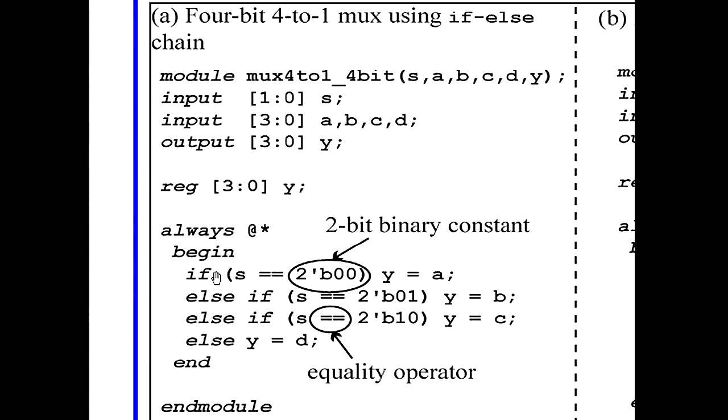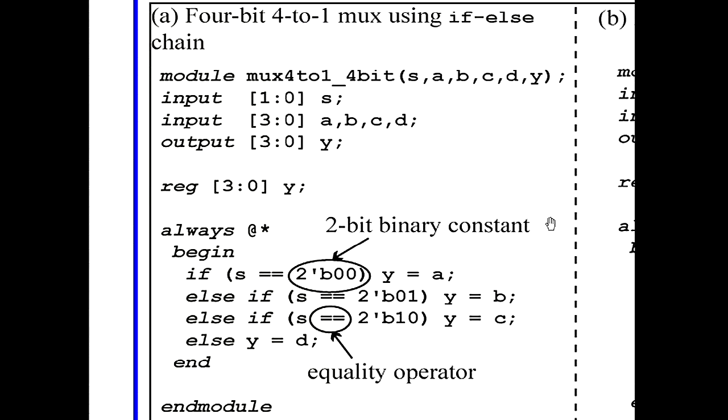So here we just check S now. Is it equal to 0,0, then output Y equal to A? Otherwise, we check it against 0,1 or 1,0 and put out the corresponding outputs. So this is the equality operator. It's just similar to what you see in C syntax. All right, so that's quite messy.